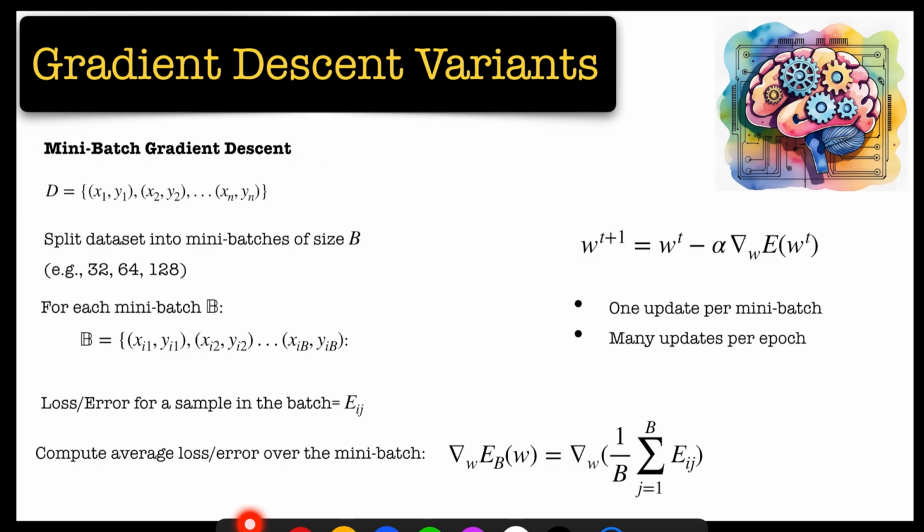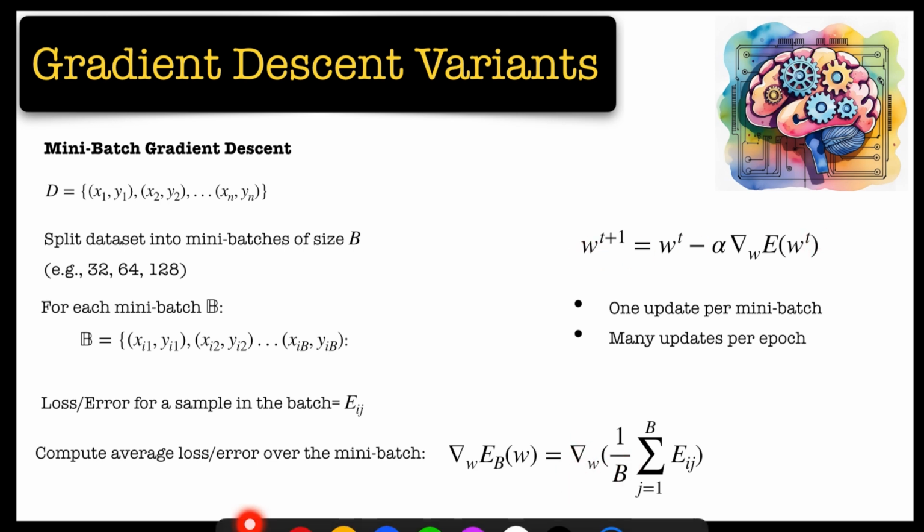Next, mini batch gradient descent. In mini batch gradient descent, let's say this is the full data set we have. We split the data set into mini batches of size B. B can be 32, 64, 128, etc. For each mini batch, we'll compute the error or loss. Let's say the loss or error for a sample in the batch is e_i, which we represent like that. We compute the average loss or error over the mini batch, and then we take the gradient of that.